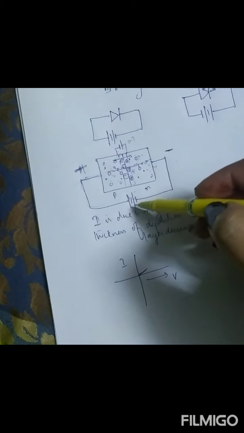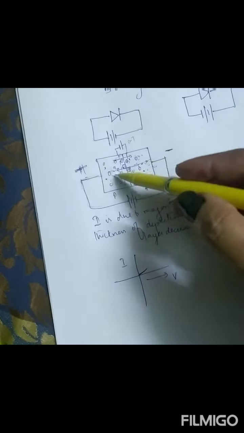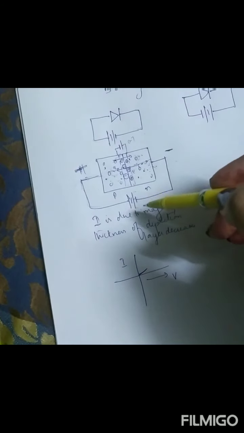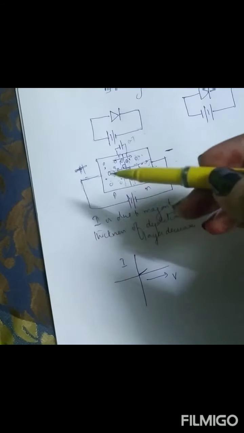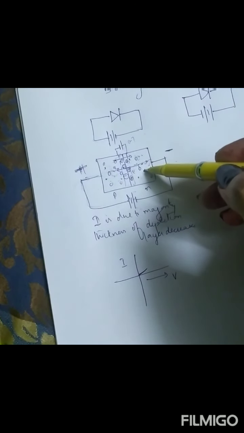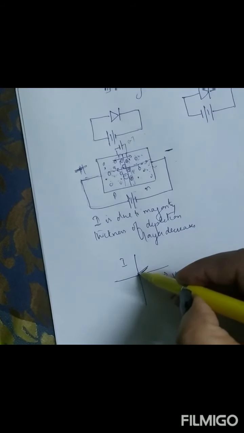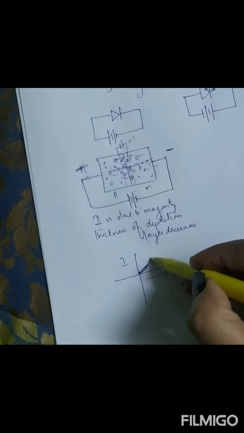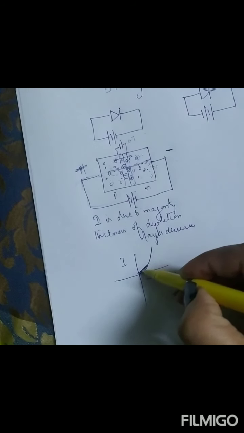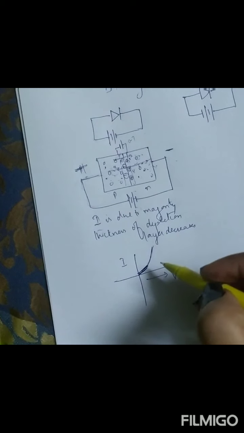Then you are applying the battery. When it is 0 volt, it will give you no current because majority charge carriers cannot move. When you start increasing the voltage, a few majority charge carriers can cross the barrier. So up till this particular voltage, the current is low. After that, it is directly proportional to your voltage. As you increase the voltage, current will also increase.